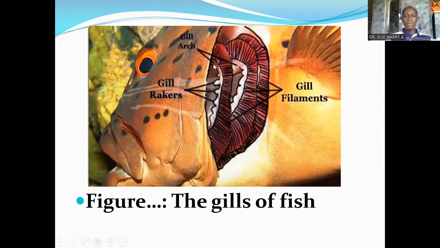Now here also, this concave shape is the gill arc, which supports the gill filaments. Actually, gaseous exchange takes place in these gill filaments. Oxygen diffuses into the bloodstream while carbon dioxide diffuses out.